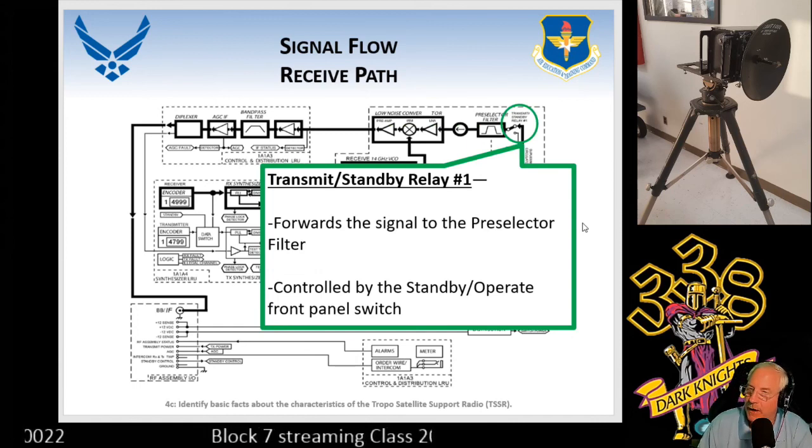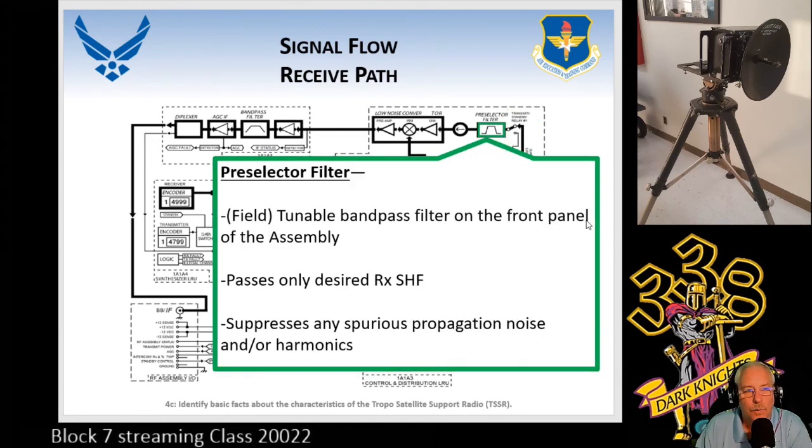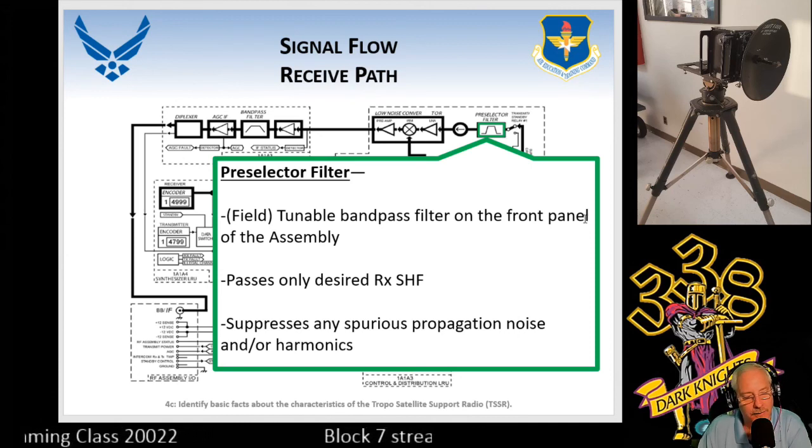This is the standby operate switch. Again, this is the operate selector on the front panel of your baseband assembly. We're going to go through a pre-selector. Remember this morning when I was showing you the baseband assembly and there was the RF assembly, and I showed you where that little adjustment was.